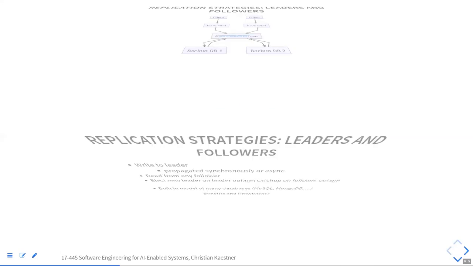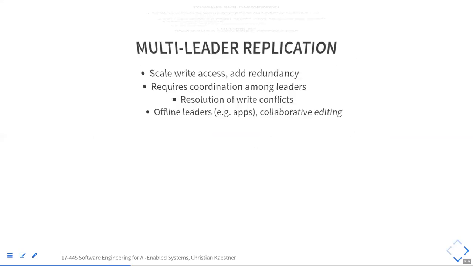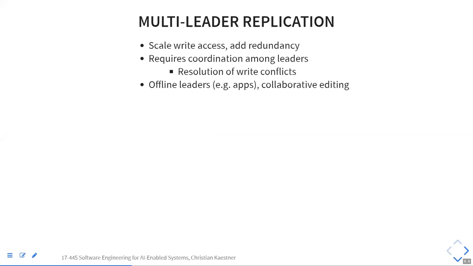There are multiple different designs here. There's multi-leader replication where you can write to multiple different leaders, but you need to deal with write conflicts. There are multiple ways of doing this again. For example, you can write certain things only to certain leaders, or you need to have some voting mechanisms between the leaders. So there's some synchronization that at least the majority of the leaders need to know about this.